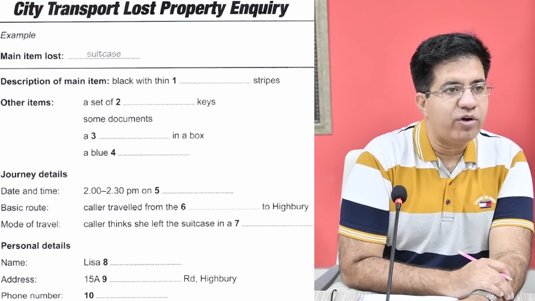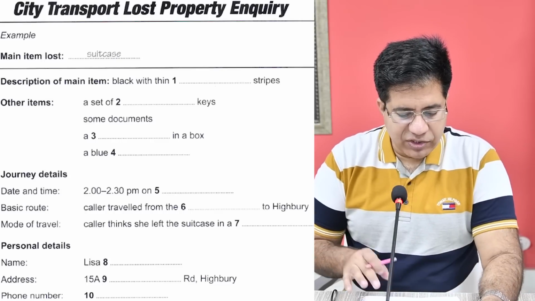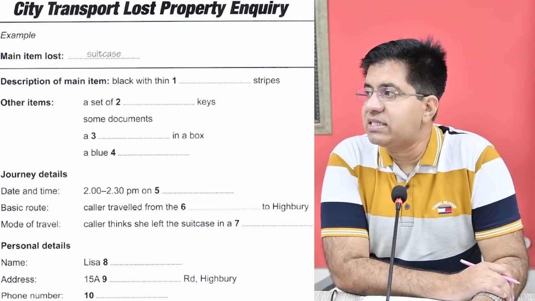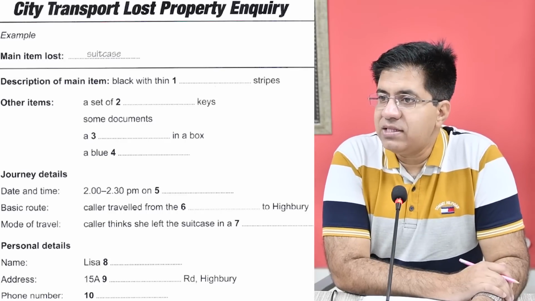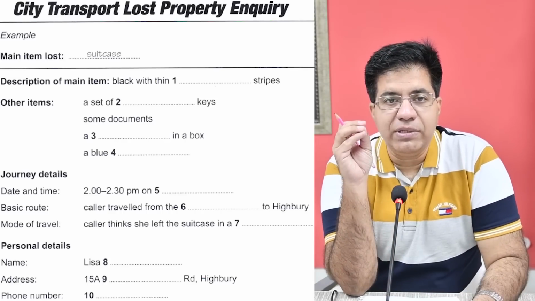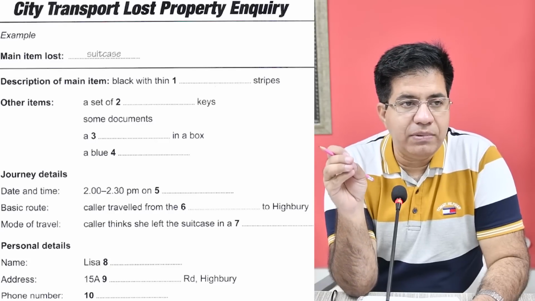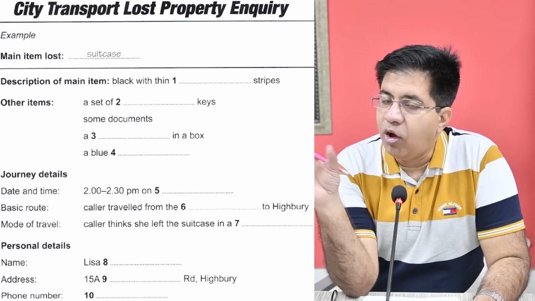So they is for stripes. Okay, now let's go on. Other items. A set of dash keys. Key is chabi. And set of dash keys. Now it can be home keys, it can be office keys, it can be shop keys, or whatever, right?